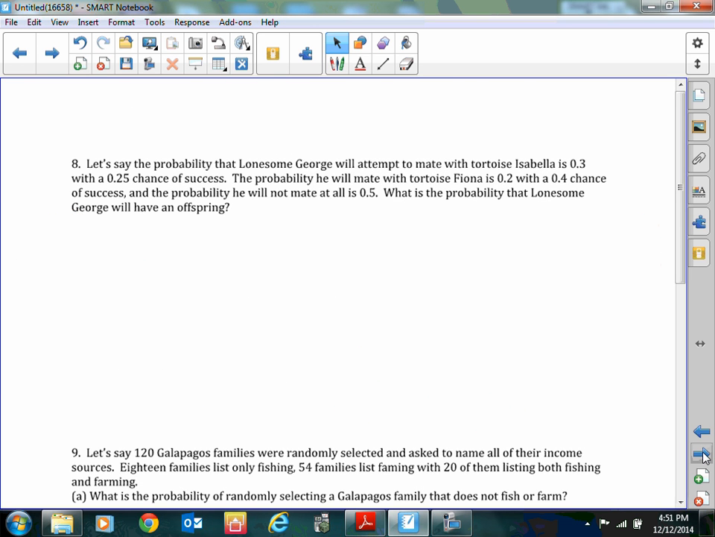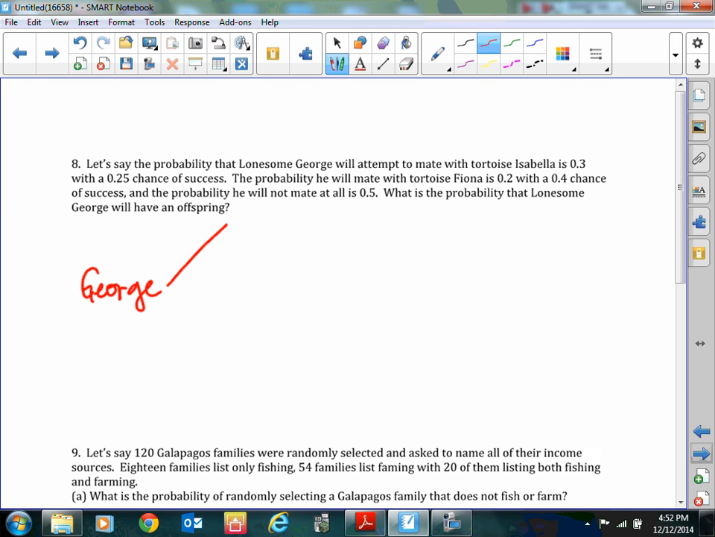All right. Your hint for number 8 is that it's got several things going on. What I would do is a tree chart where you start with George, and then he's mating with Isabella or Fiona, or not mating at all. Given that he mated with Isabella, you've got these probabilities. Given that he mated with Fiona, you've got these probabilities, and so on and so forth.